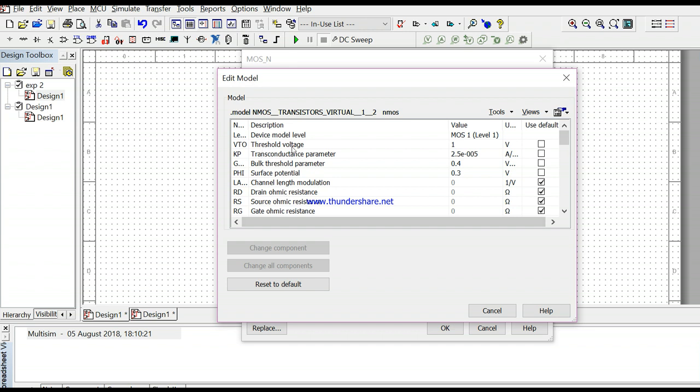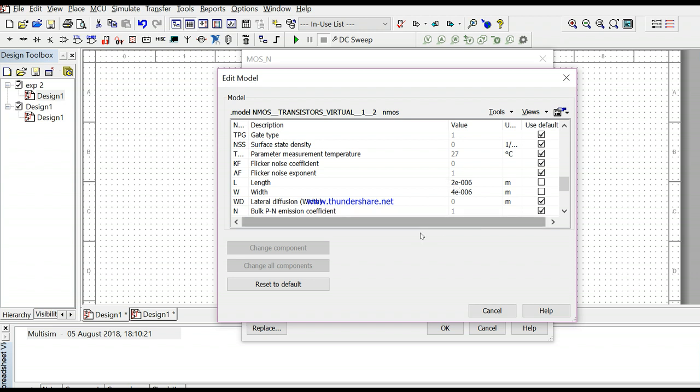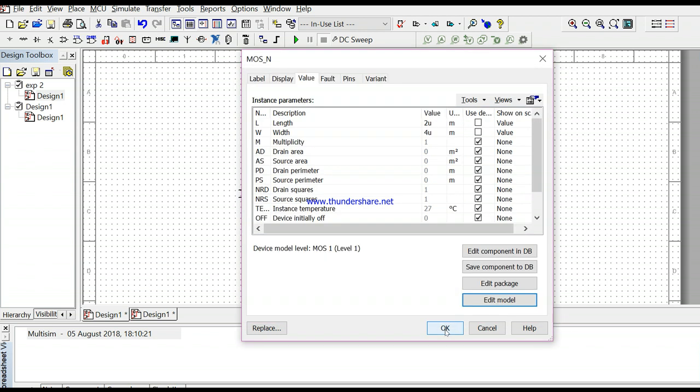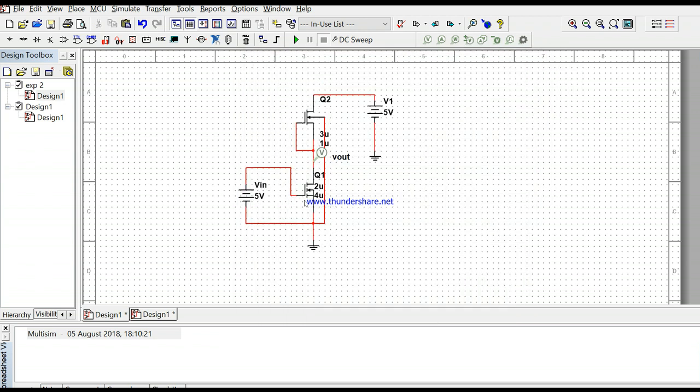Here, threshold voltage is 1 volt. Transconductance parameter is 25 micro. And W by L again is 2. So I have arranged it like W is 4 and L is 2. So it will become W by L of driver is 2. Then again select change component and you will get the parameters.